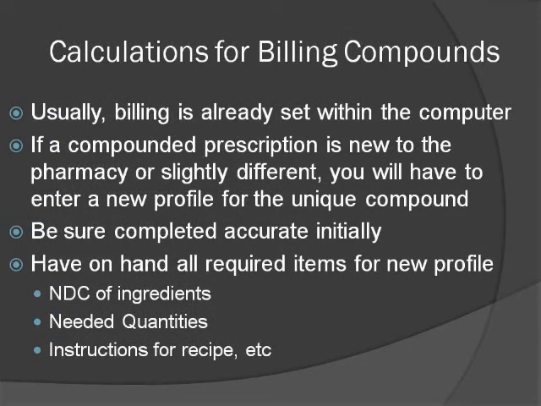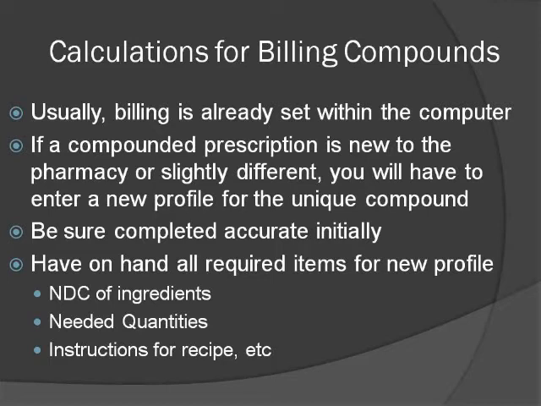So I'm going to move on, still under calculations for billing compounds. Usually this type of billing is already set within the computer. So that's a load off. If it's already set in the computer, you just simply type in what that particular quantity is for, and boom, the computer calculates it for you. But if the compound order is new to your pharmacy or slightly different with the ingredients or something like that, you'll have to enter a new profile for the unique compound.